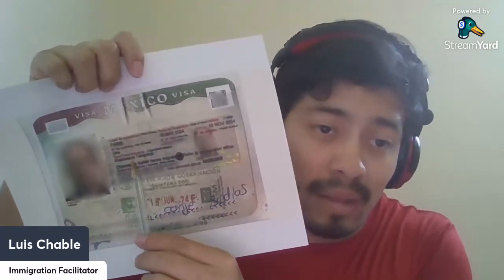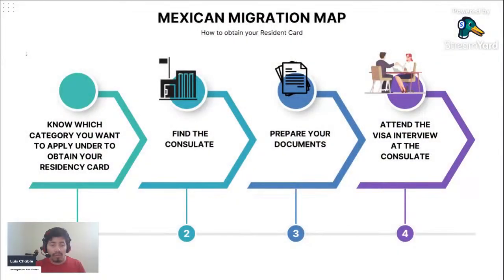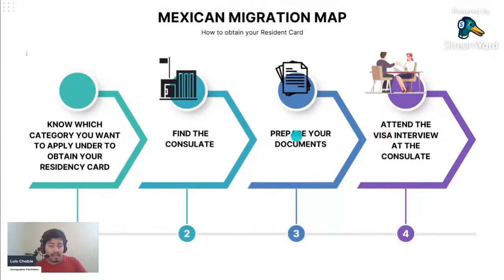Okay, residencia temporal in Spanish. That is the objective in this example about this Mexican visa. And you need to know it. You need to know what your intention is before you go to the consulate, okay? Because the second step is to find the consulate.